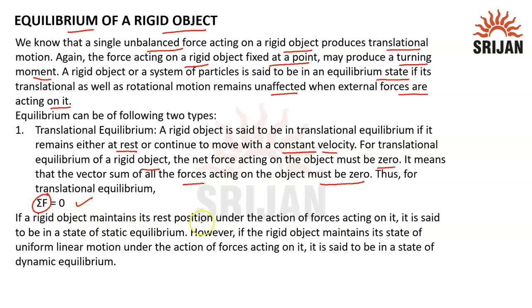If a rigid object maintains its rest position under the action of forces acting on it, it is said to be in a state of static equilibrium. But if a rigid object maintains its state of uniform linear motion, meaning it is moving with a constant velocity in a straight line, then it is said to be in a state of dynamic equilibrium. Dynamic means it is moving.